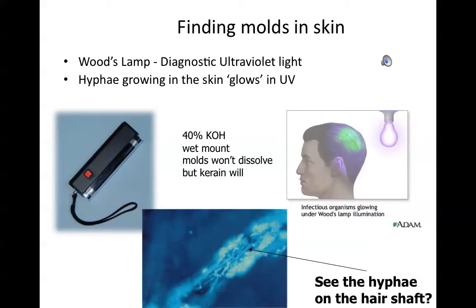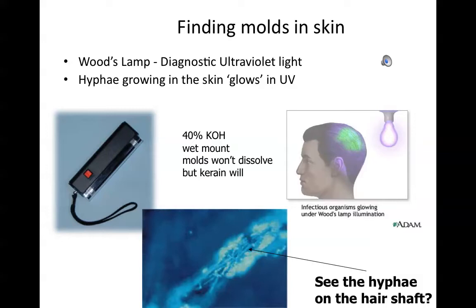KOH, or potassium hydroxide, at 40%. We would take a clipping of the hair, scraping from the skin, or a bit of fingernail, immerse it on a microscope slide in a little drop of 40% potassium hydroxide, put a cover slip on top, and then look through the microscope.